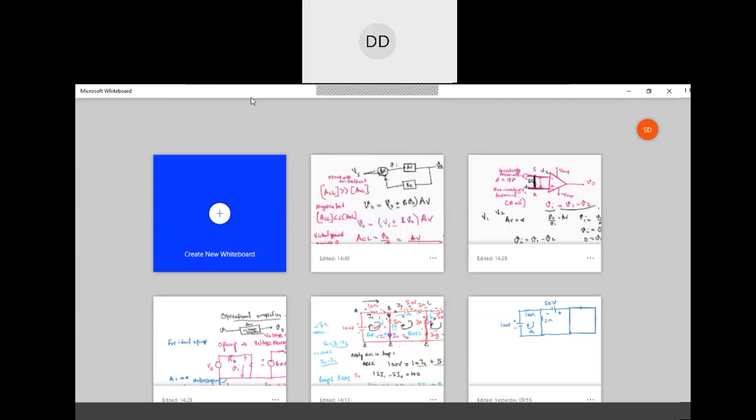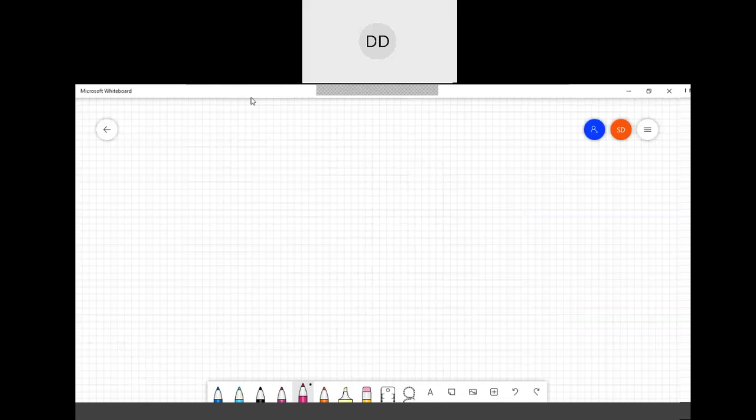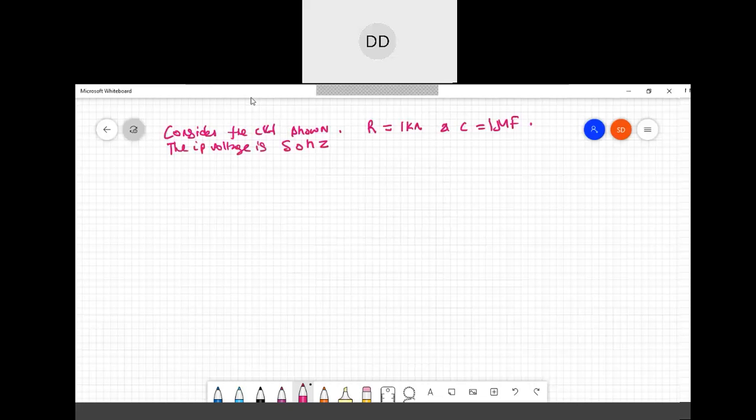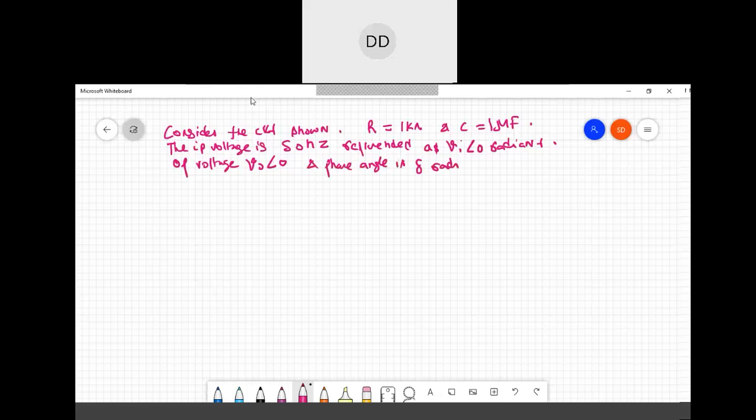I'll write the question. Consider the circuit shown. R is equal to 1 kilo ohm and C is equal to 1 microfarad. The input voltage is 50 hertz, represented as Vi at an angle 0 radian. So you have to be careful. The output voltage is represented as V naught at an angle delta radian. So what is the value of the output phase angle?